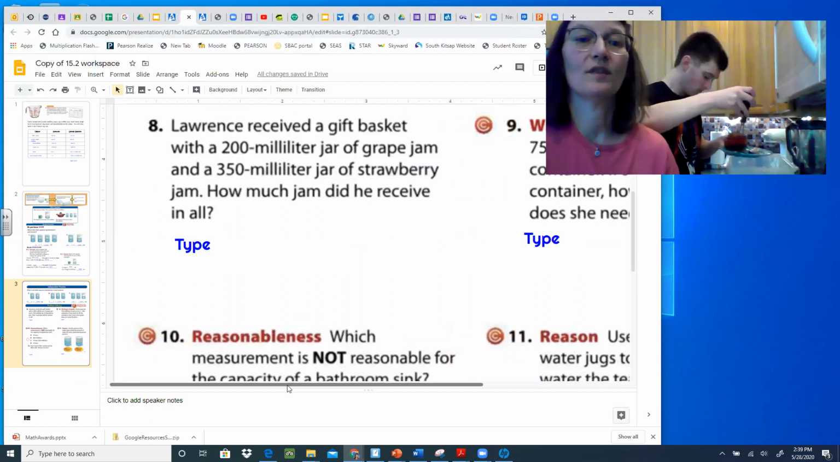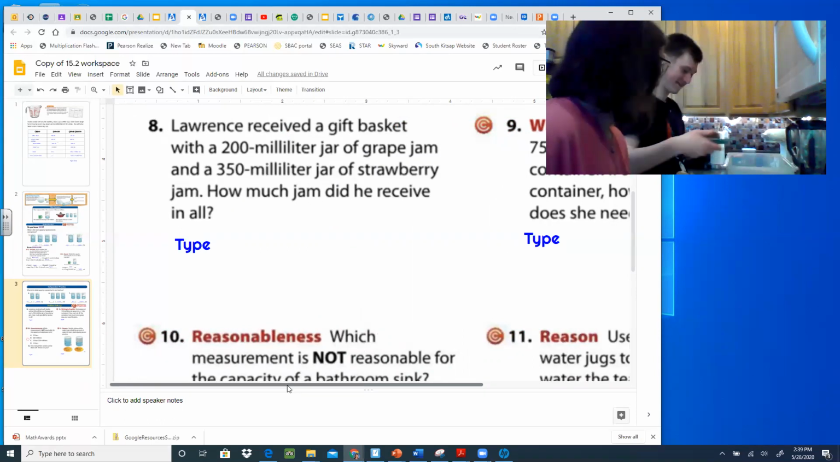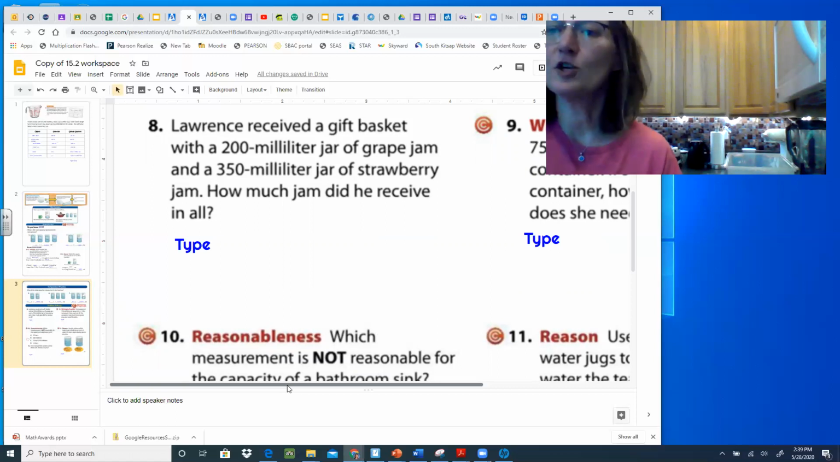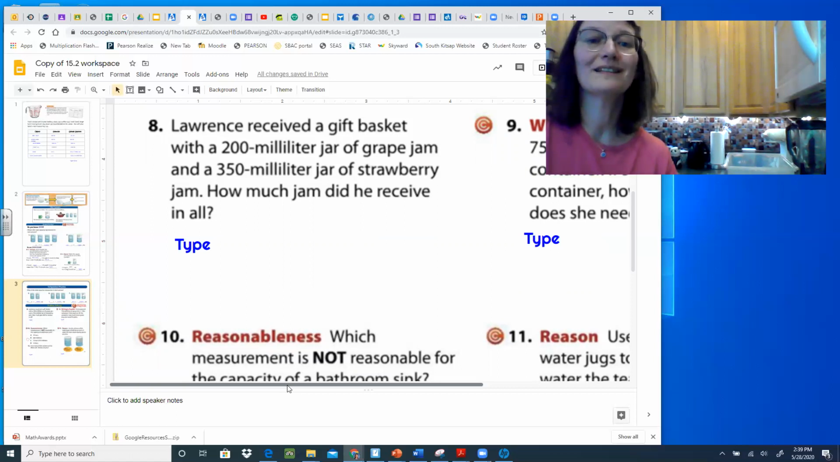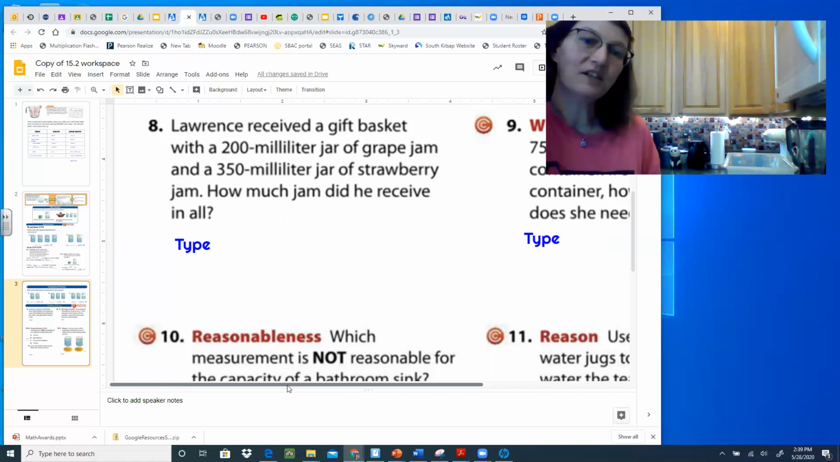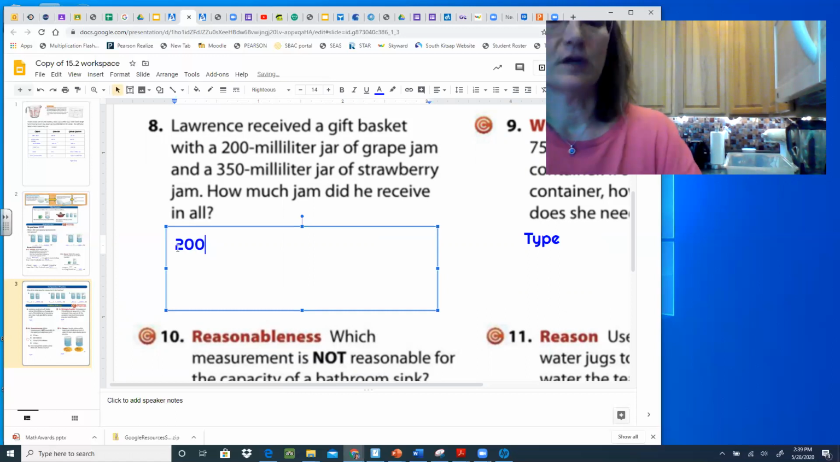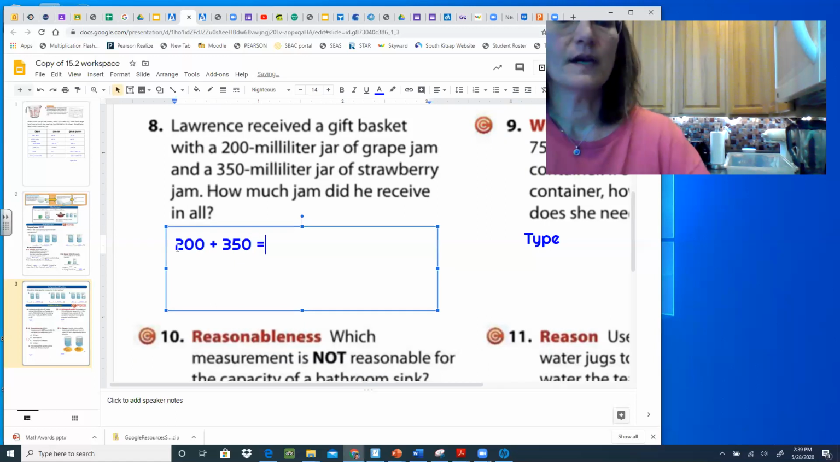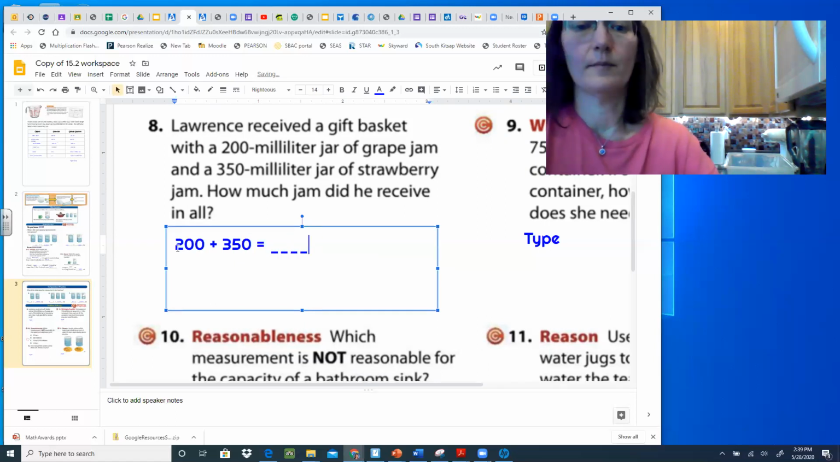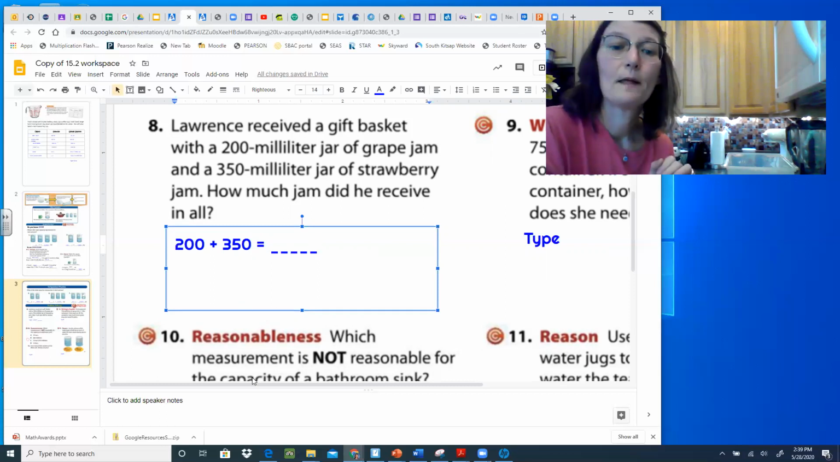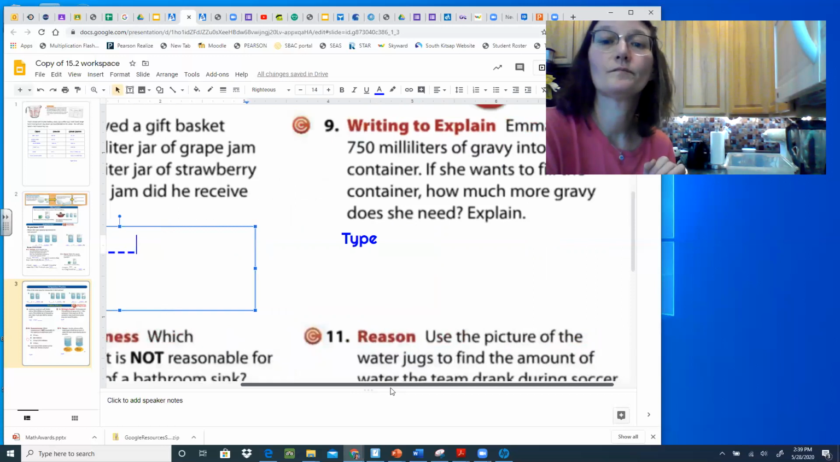Lawrence received a gift basket with a 200 milliliter jar of grape jam and a 350 milliliter jar of strawberry jam. How much jam did he receive in all? Yeah, it's going to keep him eating jam for a while. Hopefully he likes it. So we have 200 plus 350 equals, and you can do that. I'm not solving that for you.